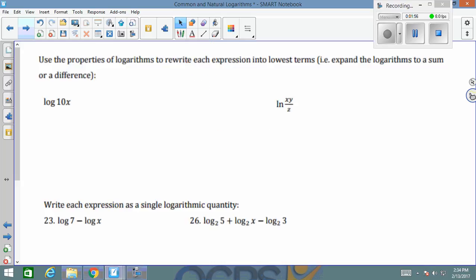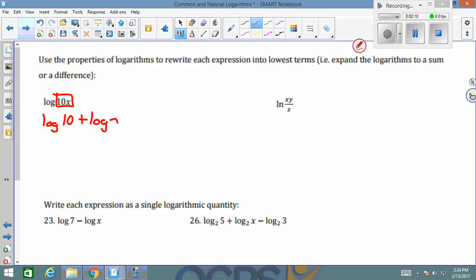Okay. On these ones, we're going to use the properties to expand these out to multiple logarithms. Here I have 10x, that means multiplication, so I'm going to do log of 10 plus the log of x. On this one, first thing I got to do is this division. Division means subtraction, so it's ln of xy minus the ln of z. Okay, but this xy is still being multiplied, that means plus, so it's the ln of x plus the ln of y minus the ln of z.